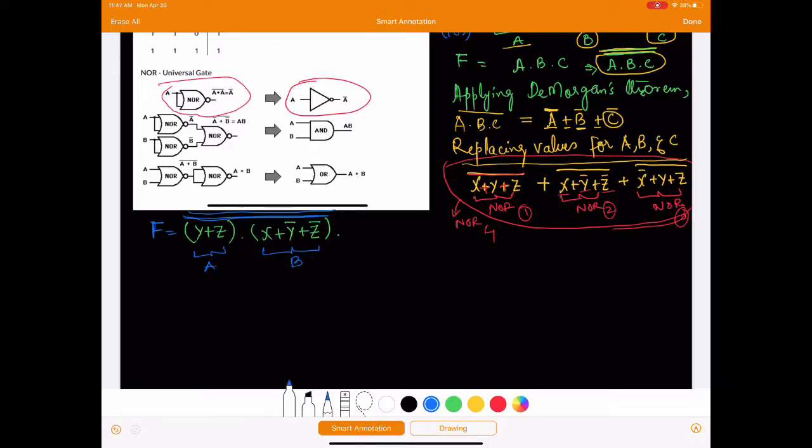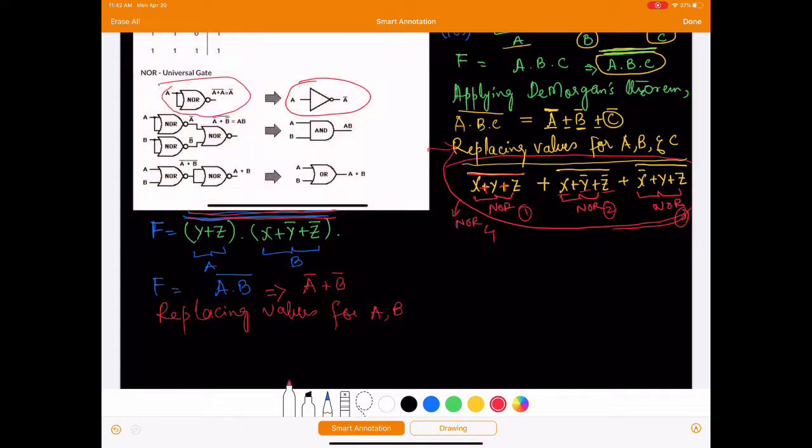Now I'm going to rewrite the equation as F equals A dot B, and then I have the bar on the whole thing. I'm not including this top bar at this point, I'm only including this bottom bar. Now we know that this is equivalent to A bar plus B bar, correct? All right, now replace A and B with their values, replacing what we did over here.